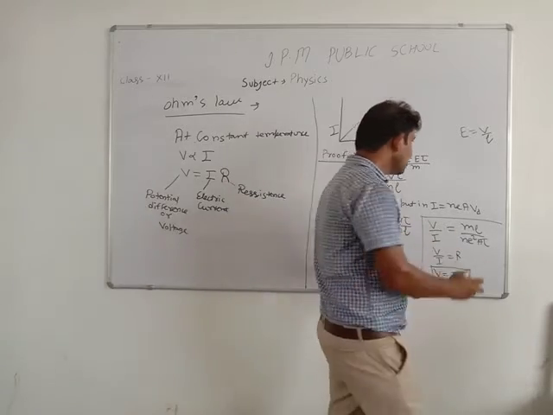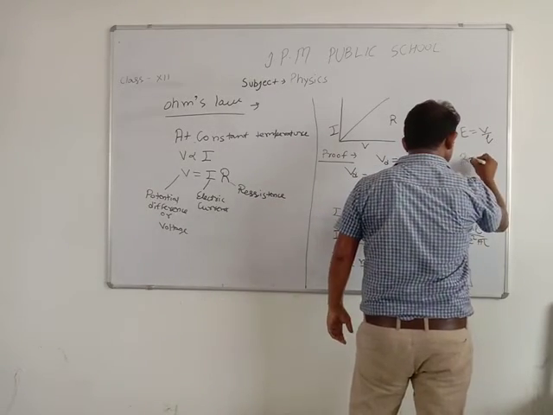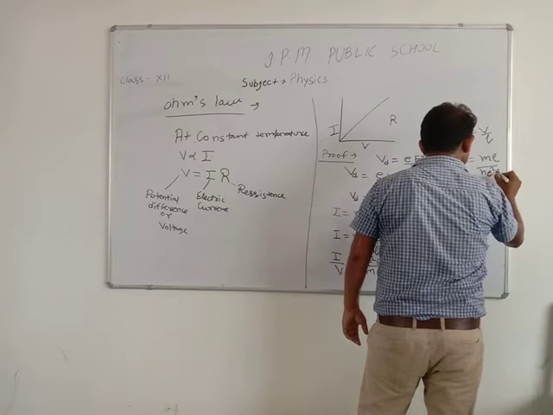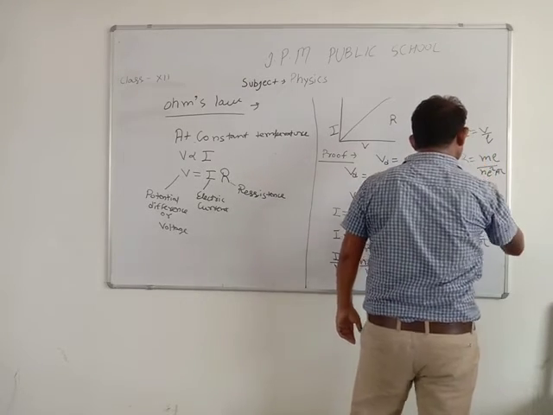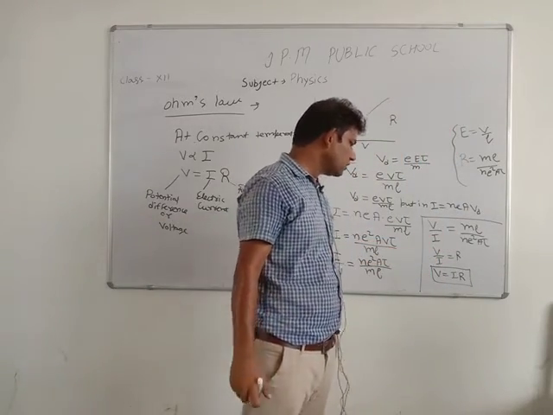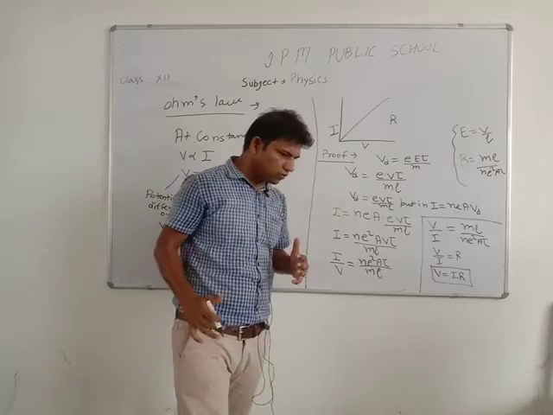Then R equal to mL upon n e square A tau. Then we put the value of this: V upon I equal to R, so V equal to IR. This is the formula for Ohm's law.